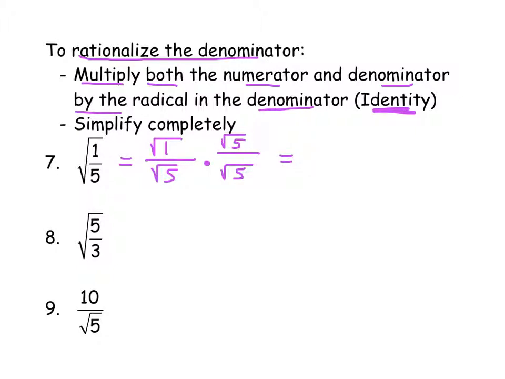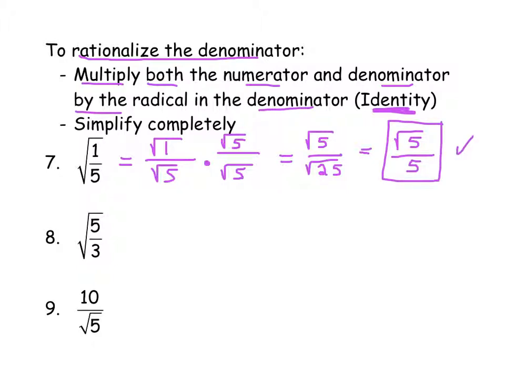Alright, so if I do the top, I get the square root of 1 times the square root of 5. That's going to be the square root of 5. And then on the bottom, I get the square root of 5 times the square root of 5, which is the square root of 25. Now I have a perfect square in the bottom, and I can then just keep the radical 5 on top, but then I would have a 5 or an integer on the bottom. And now this is a simplified radical.